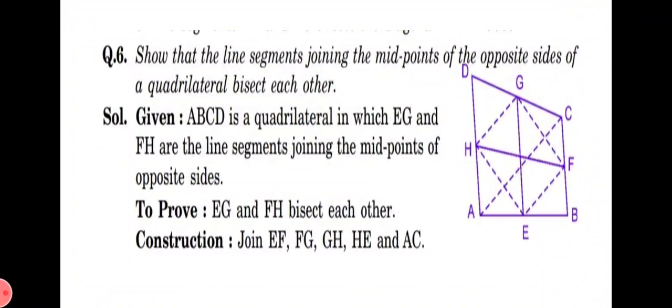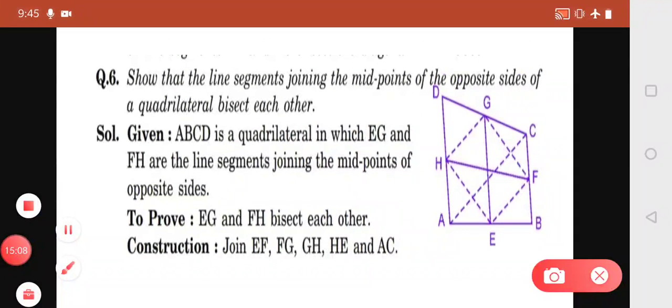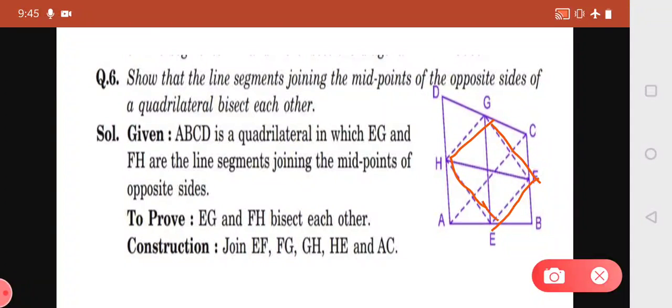For this, first let's do the construction, that is join EF. We will join all the midpoints of the respective sides of the quadrilateral, that is join EF, FG, GH and HE, and also we'll join the diagonal AC.